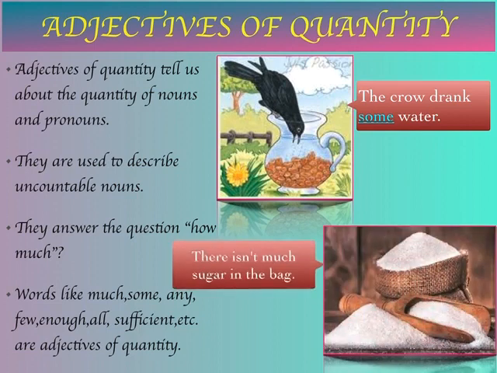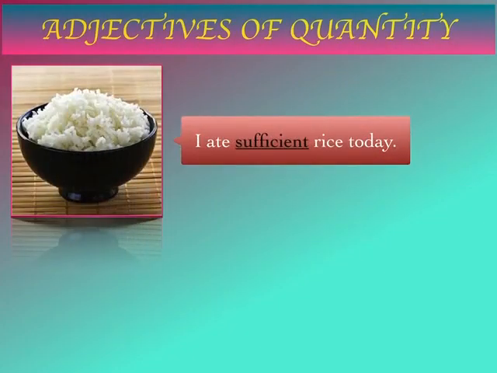Let's see one more image given over here. It says there isn't much sugar in the bag. So students, here the word sugar is the noun and the word much, which is used before the noun, is describing the sugar and it is answering the question how much. So much is an adjective of quantity. Let's see some more examples of adjectives of quantity.